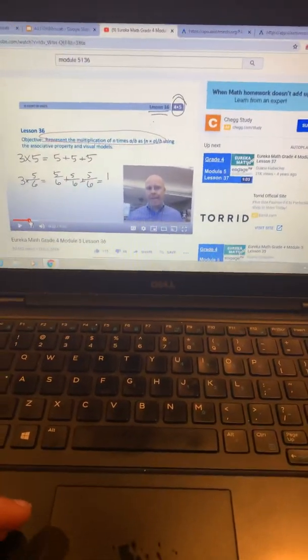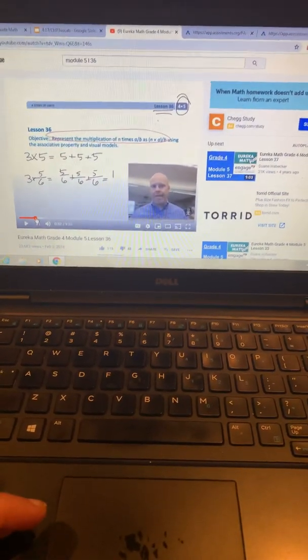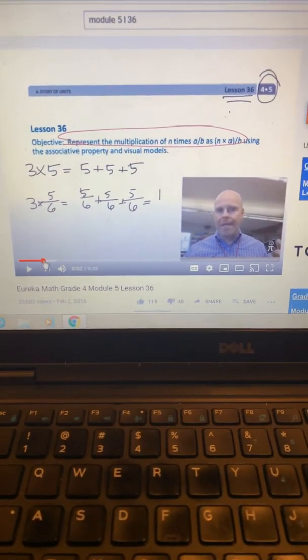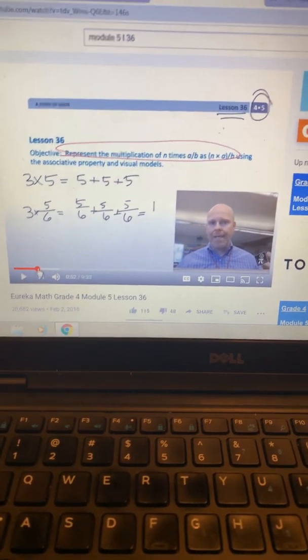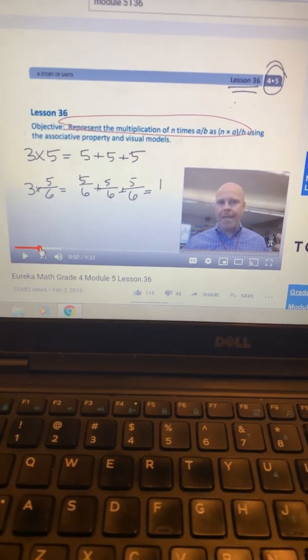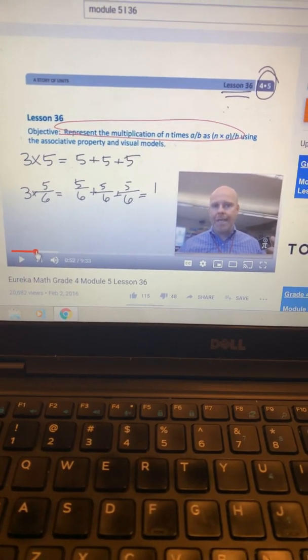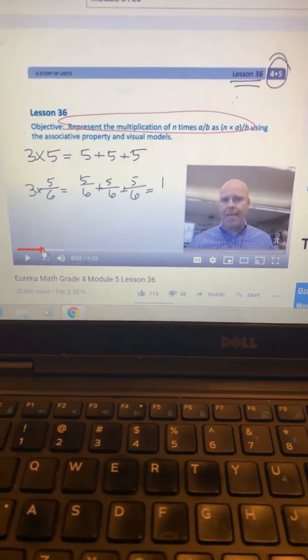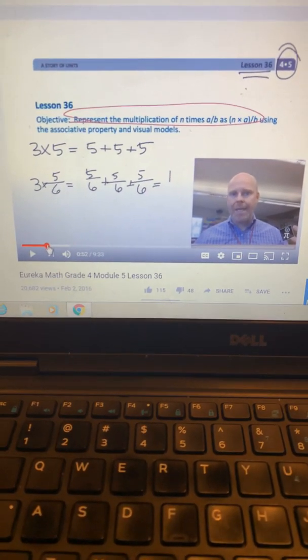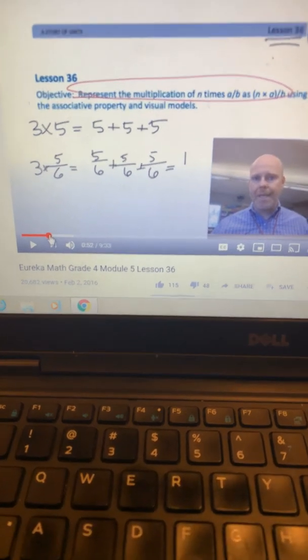Hi guys, today is April 17th and today is Module 5, Lesson 36, where you are going to represent the multiplication of n, being a number, n is any number, times a over b, which is a fraction. And you're going to represent it as n times a over b using the associative property and visual models.